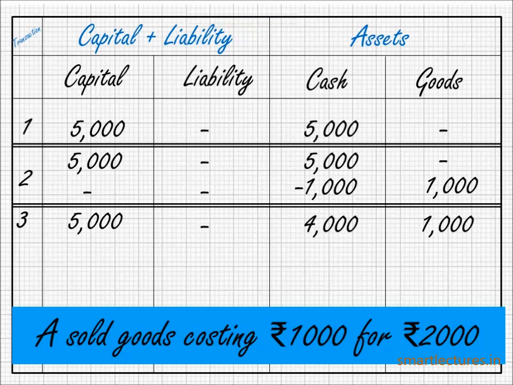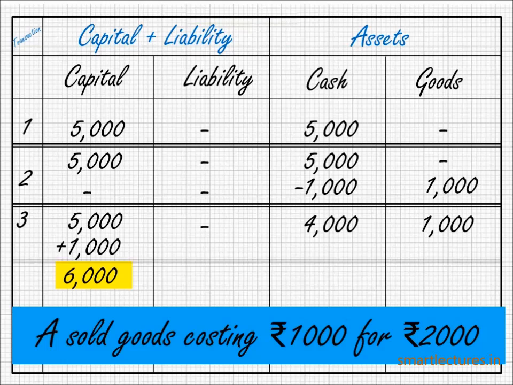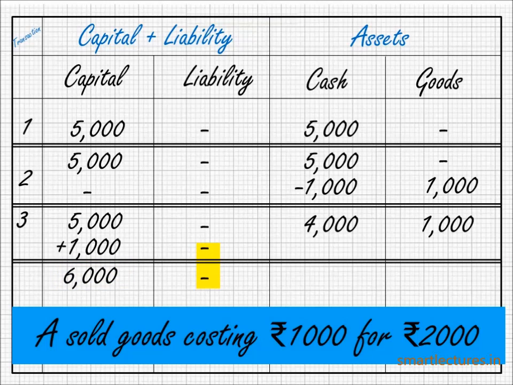So what will happen if the goods are sold at profit? Capital 5,000 plus 1,000 is equal to 6,000. So draw a horizontal line for this transaction. So 5,000 plus 1,000 is equal to 6,000. Liability 0, no effect. But in the cash column, I mean to say on asset side, on right hand side, previously the cash was 4,000.